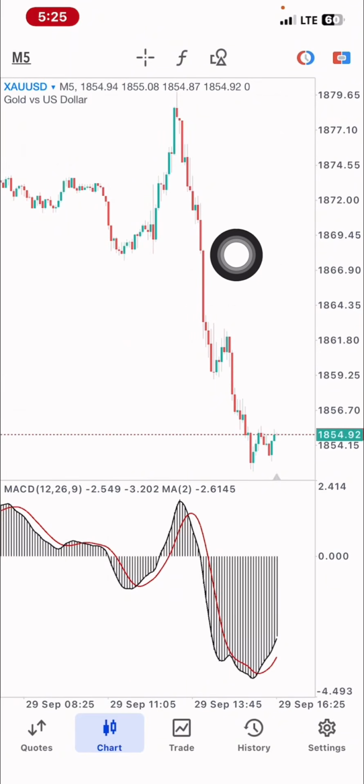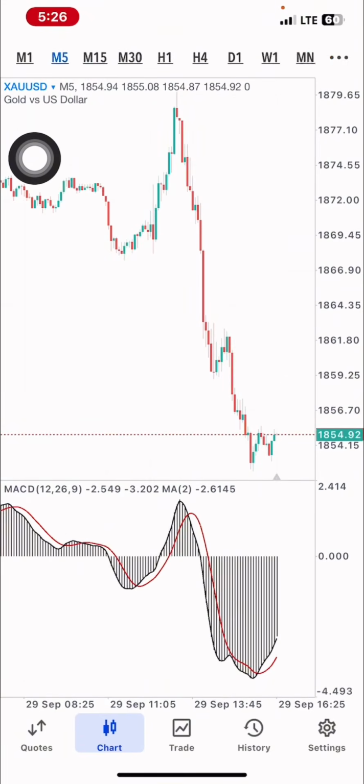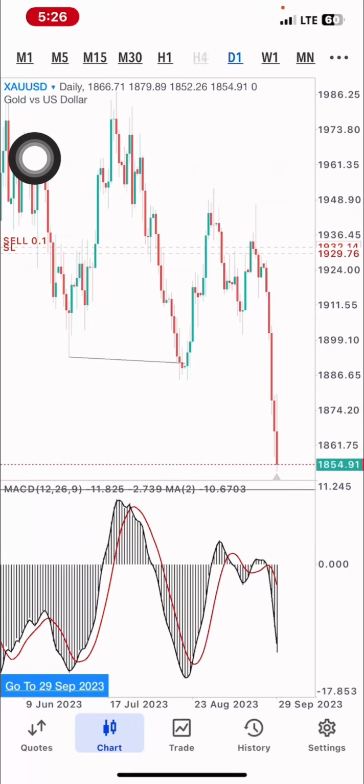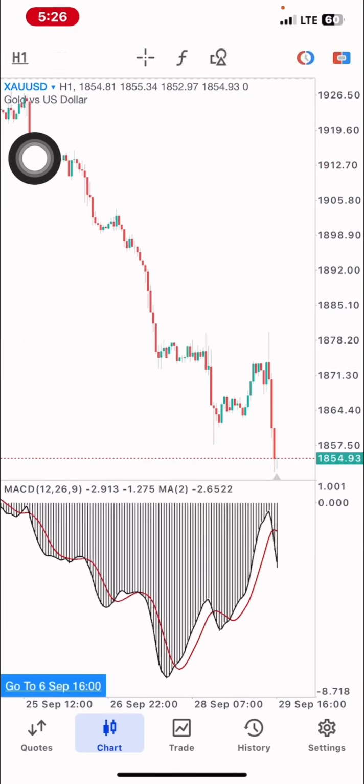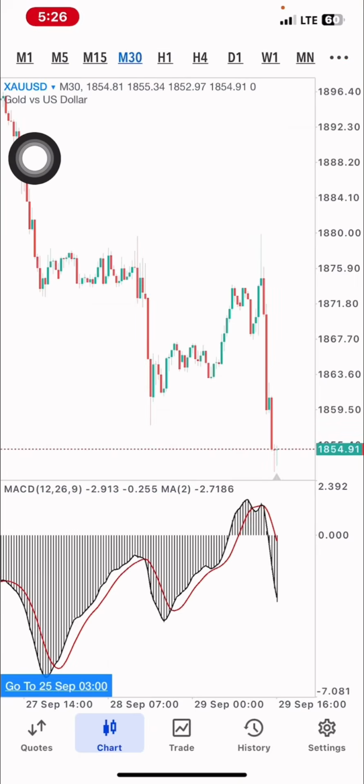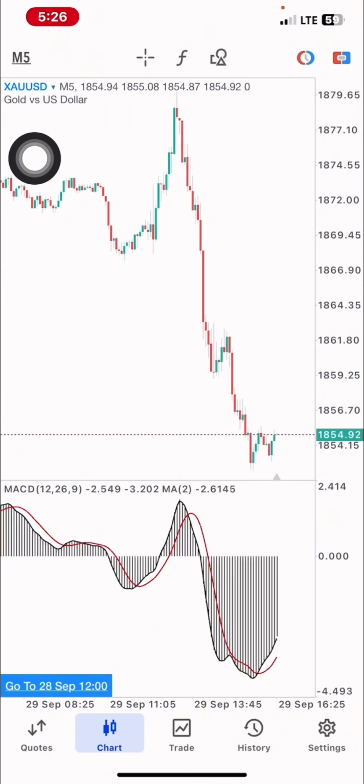Why would that happen? It will happen because you are only looking at this indicator. You are not checking the direction of the market. You are not taking the trend of the market. You are not going to multiple time frames. You have not switched to 1 hour, 30 minutes, 15 minutes, and 5 minutes. You have to do all of this.